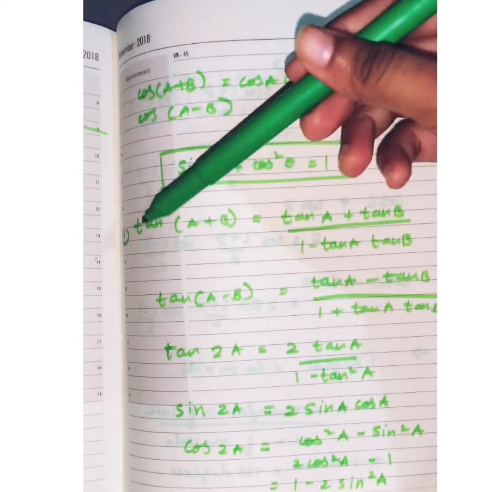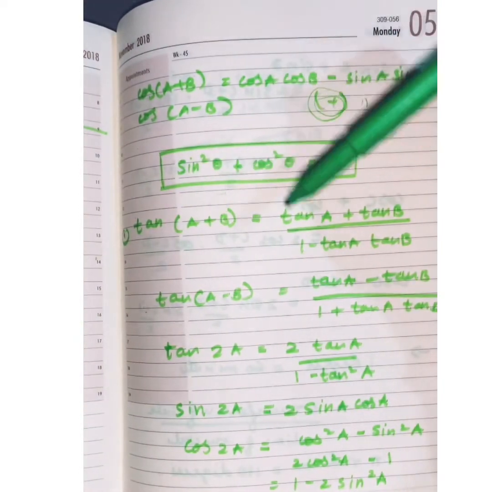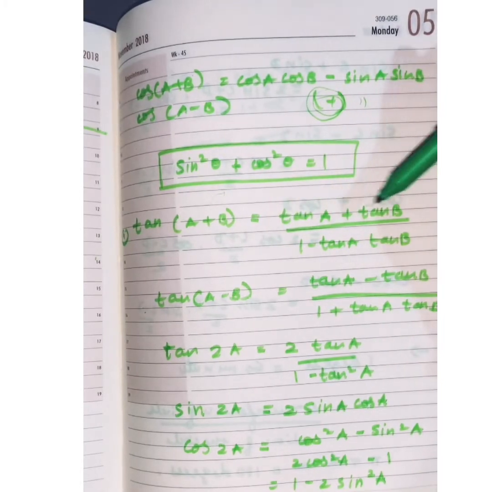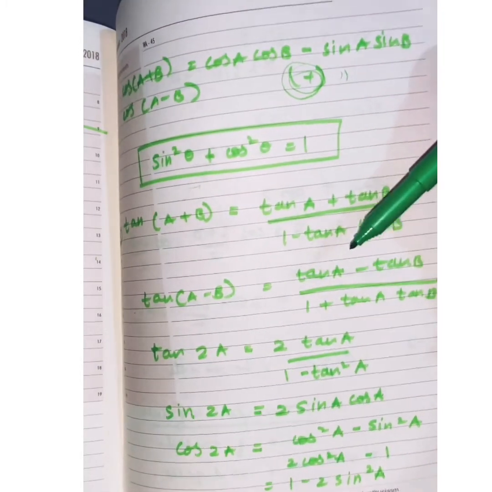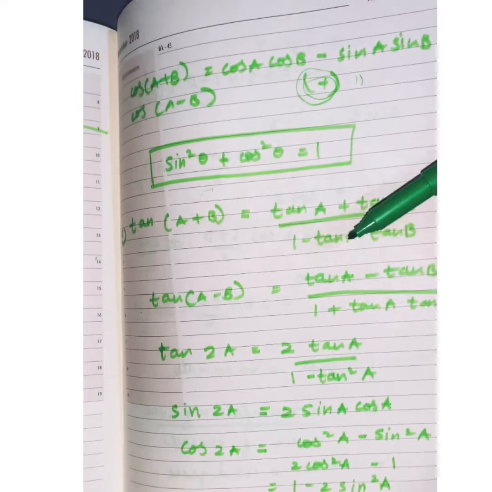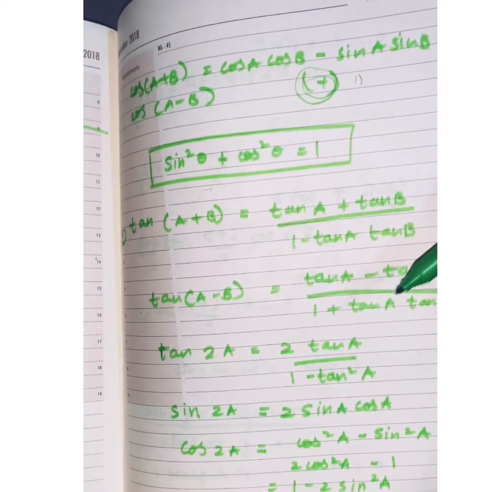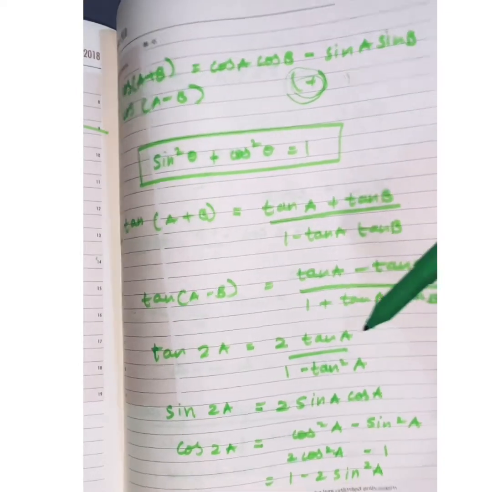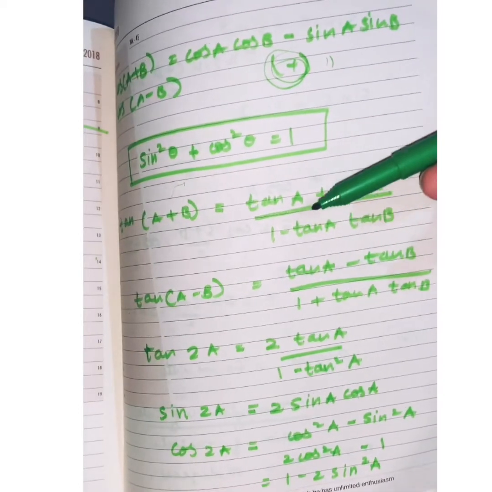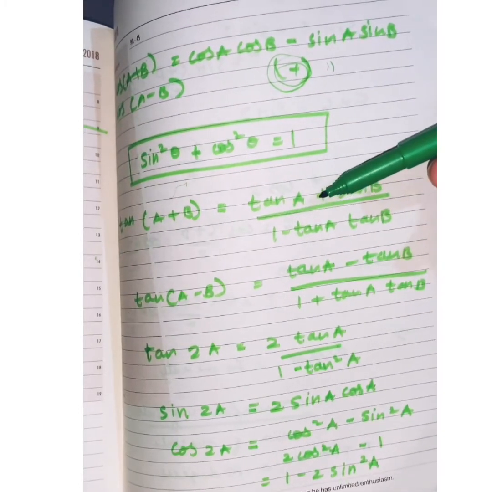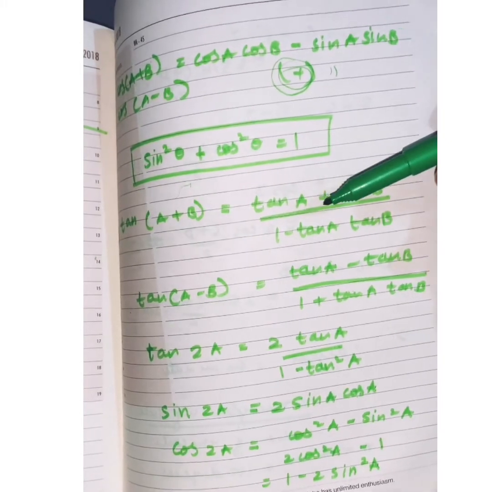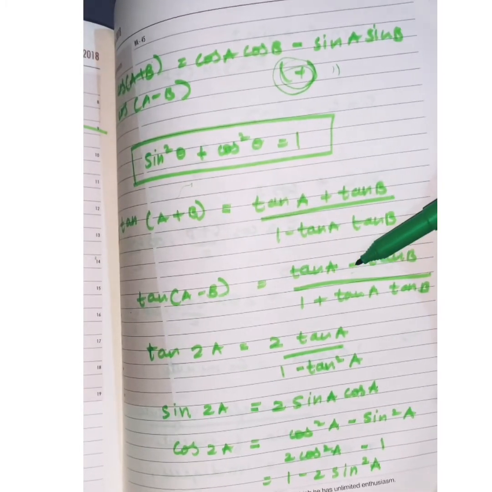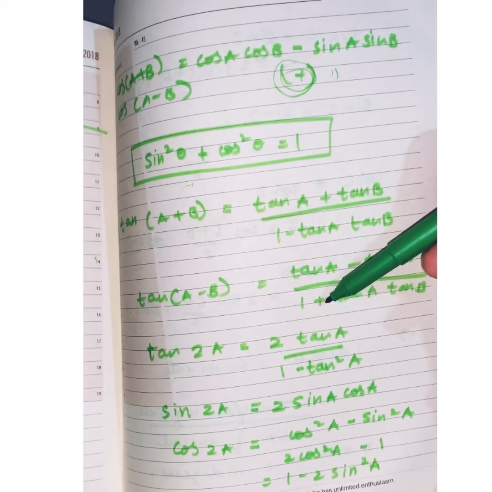Next formula is tan A plus B. Tan A plus B is equal to tan A plus tan B divided by 1 minus tan A tan B. And the next thing is also similar. Tan A minus B is equal to tan A minus tan B by 1 plus tan A tan B. You are just changing the sign in all the formulas. Here plus, you will get your minus, and your minus here is plus.